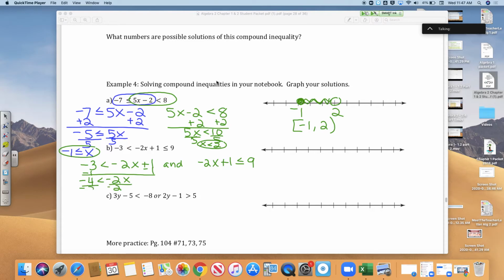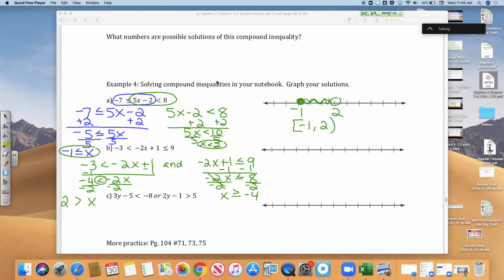Divide by -2 and be very careful here. -4 divided by -2 is a positive 2. We have x here. But because I divided by a negative, the sign is going to flip from a less than to a greater than. For this one, subtracting 1 from both sides, I get -2x is less than or equal to 8. Dividing by -2, the same thing's going to happen. The sign's going to flip from a less than or equal to a greater than or equal to -4.